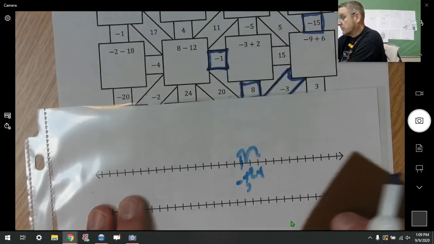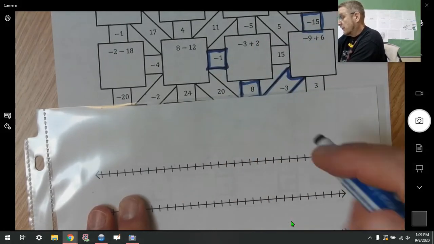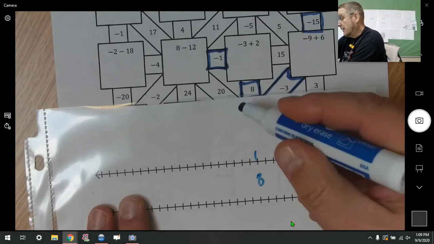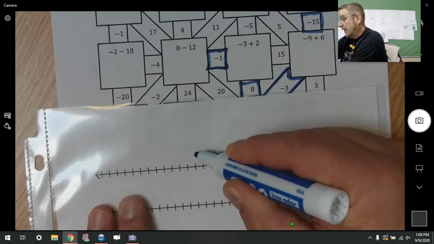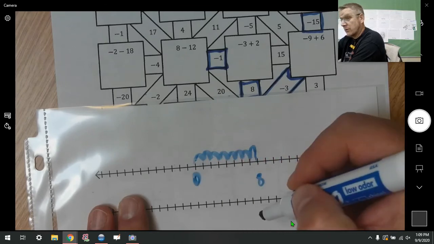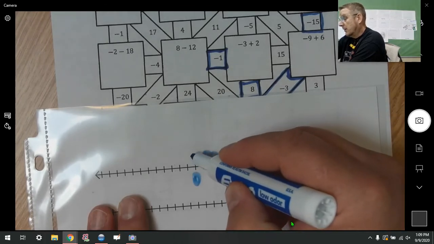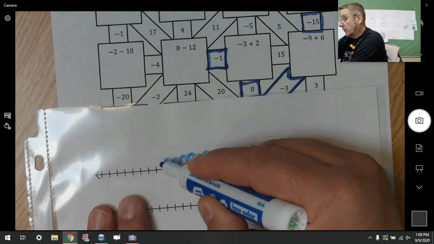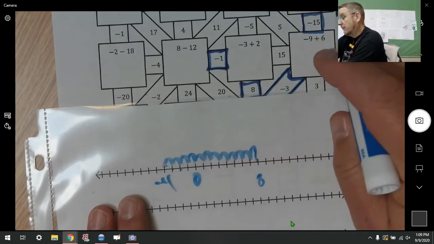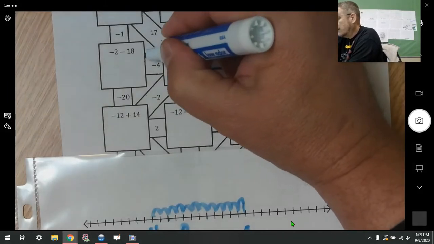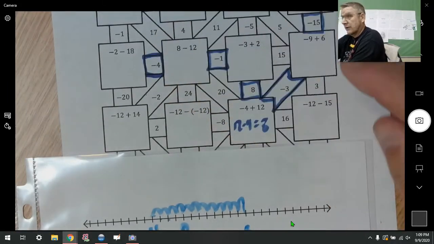Now I have 8 minus 12. So if I start here at 8, and I'm going to go 1, 2, 3, 4, 5, 6, 7, 8. I'm going to stop there because that's 0. Then I'm going to go 9, 10, 11, 12, which makes this negative 1, negative 2, negative 3, negative 4. So I happen to go over here to negative 4.